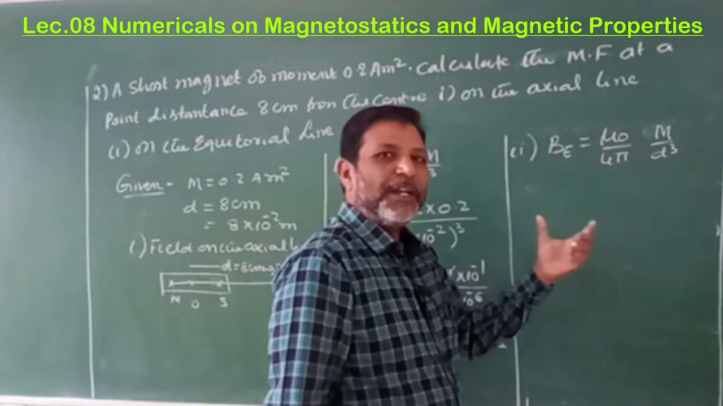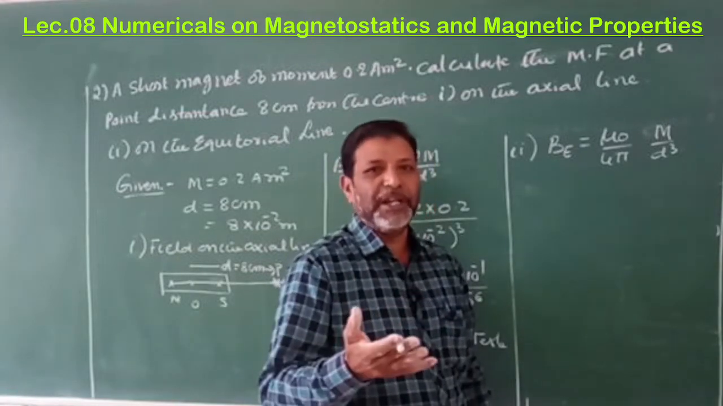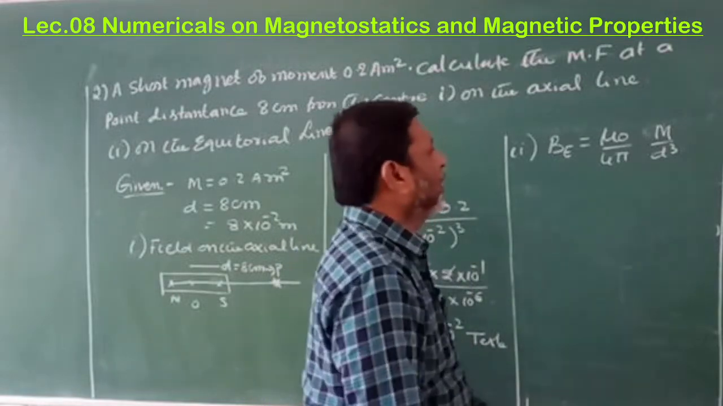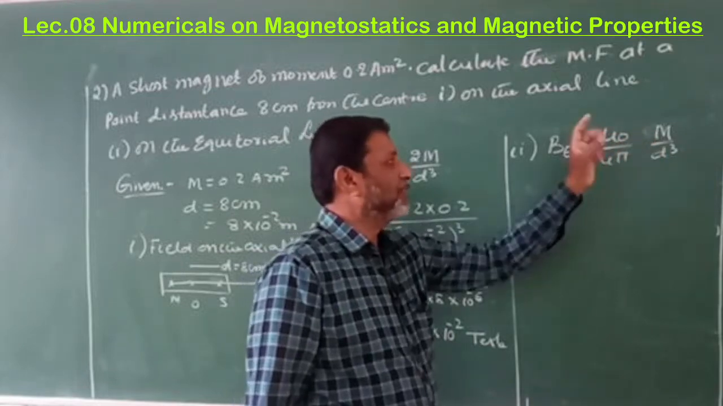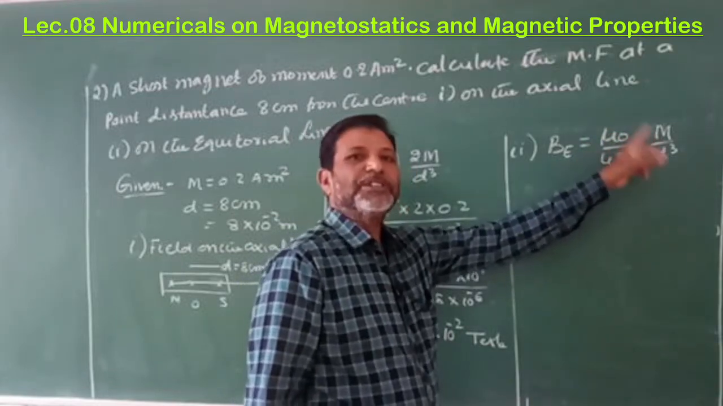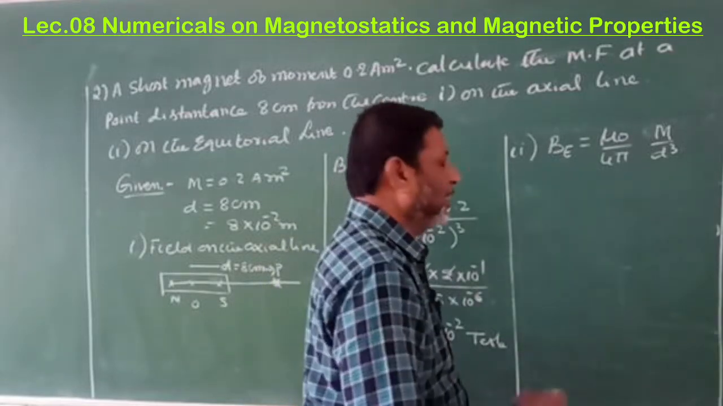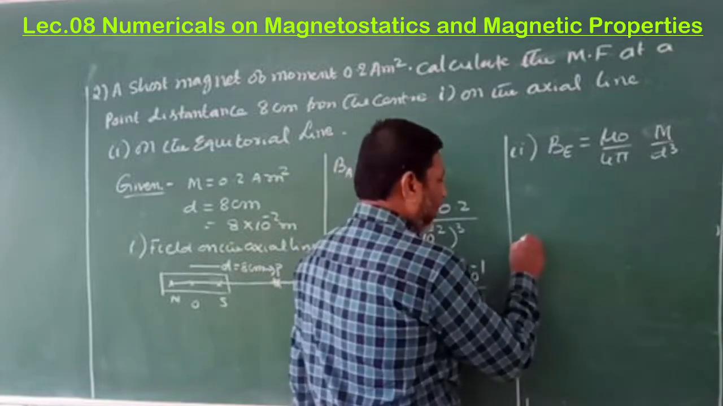Then instead of that, you have the relation between the field along the axial line and equatorial line, so that very easily you can solve it, isn't it? Now here, mu naught by 4 pi, 10 raised to minus 7, you substitute, then the m value is given to you, the d value is given to you, substitute all those values, simplify, you will get the answer, no doubt. But still, the easiest way is the second method.